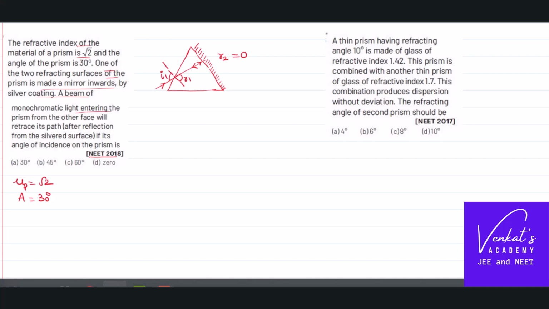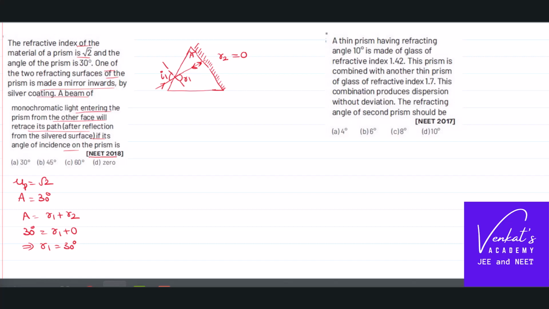A monochromatic light entering the prism from the other face will retrace its path. As I told, it goes and comes back, obviously. If the angle of incidence on the prism, I1, is how much, he is asking. So first thing that we can say is, angle of the prism, as we have said, equals R1 plus R2. Angle of the prism is given as 30 degree. R1 plus R2, where R2 equals 0 because the other side is coated with mirror. That implies R1 equals 30 degree. That's the first thing that we have understood.